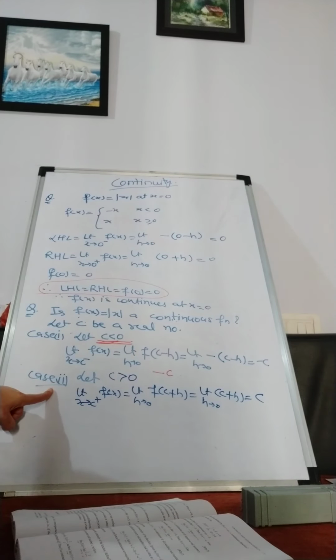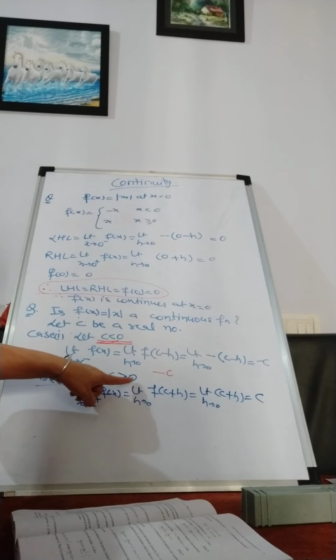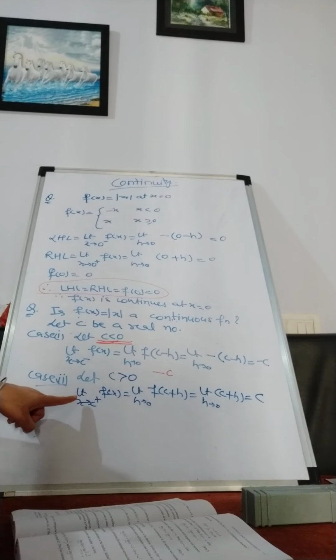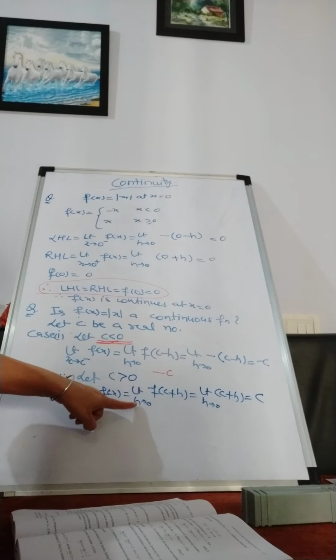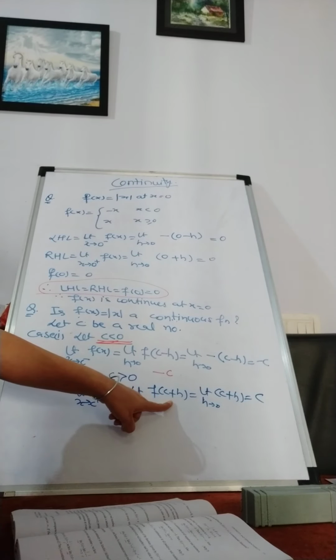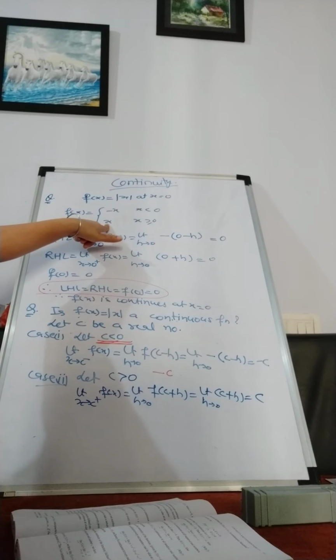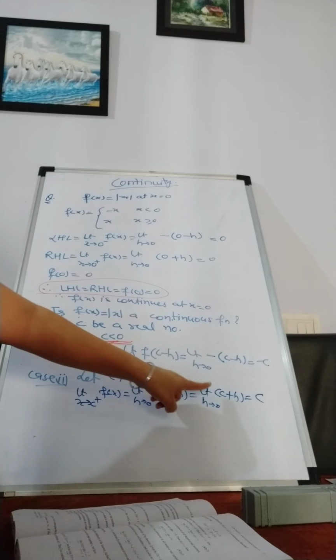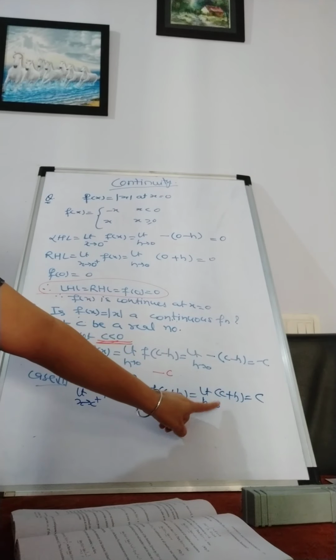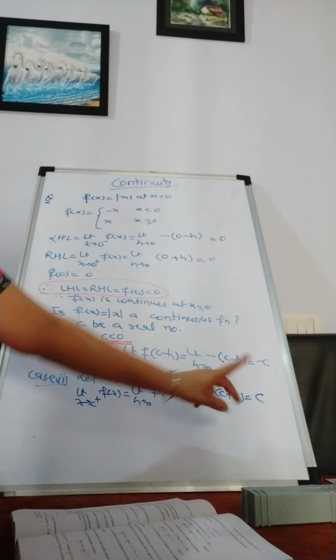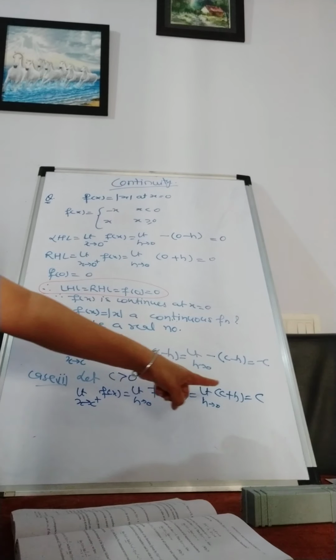Now case 2 is c greater than 0. So limit x tends to c plus f(x) is equal to limit h tends to 0 f(c + h). So when I am putting c + h, it will become c + h over here. So f(c + h), limit h tends to 0, c + h is c.